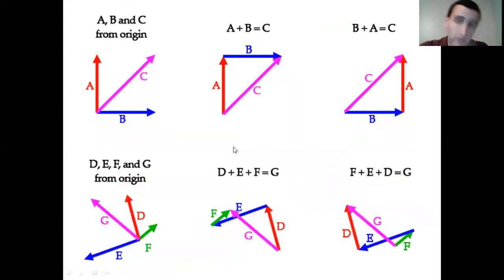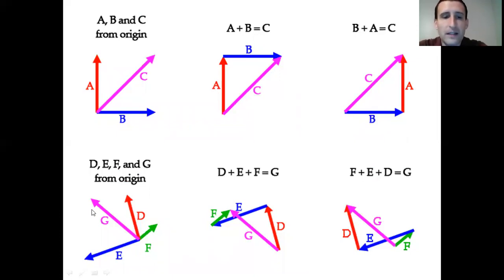So here's some more graphical representations, just driving home the point. If A plus B equals C, we can do A first and then B, and we get C, or we can do B first and then A, and we still get the very same C. So the order in which you add the vectors does not matter, as long as you add them correctly.